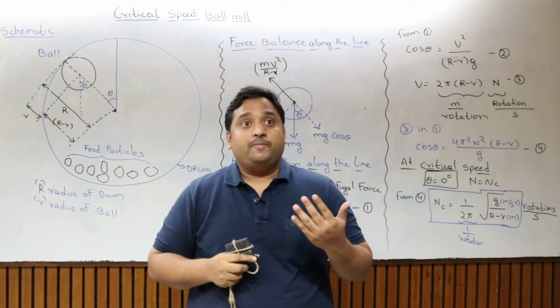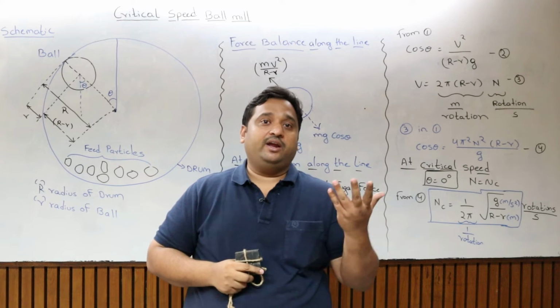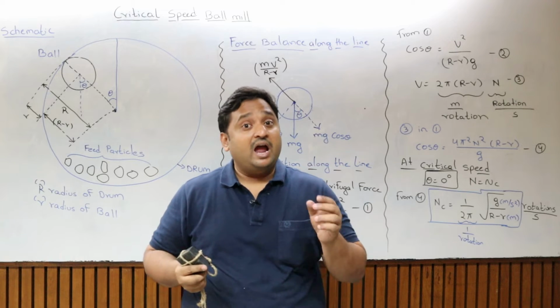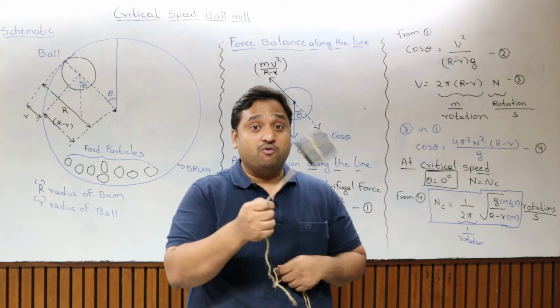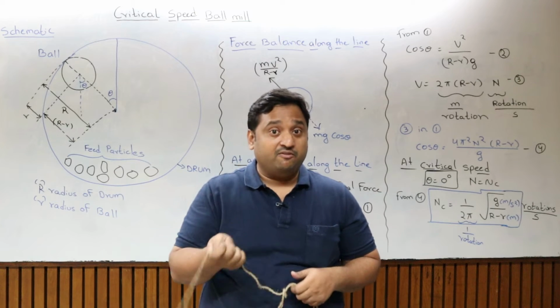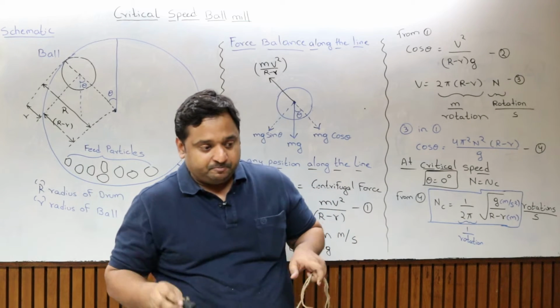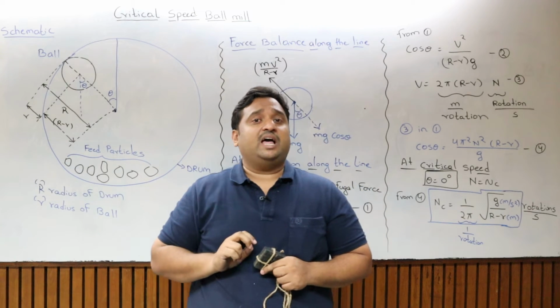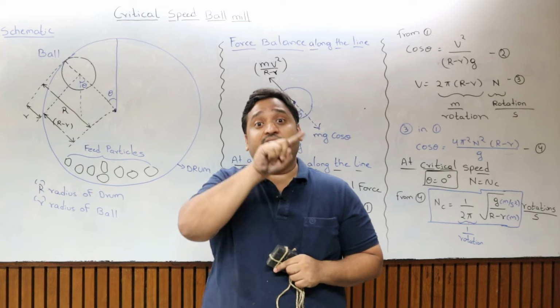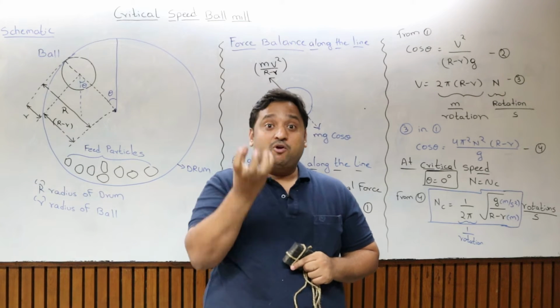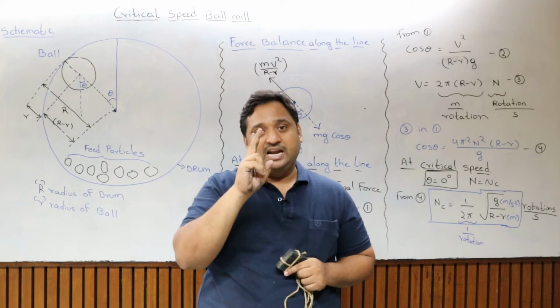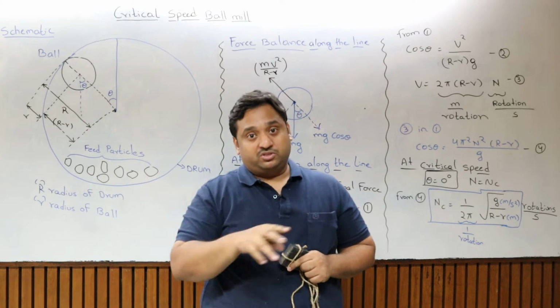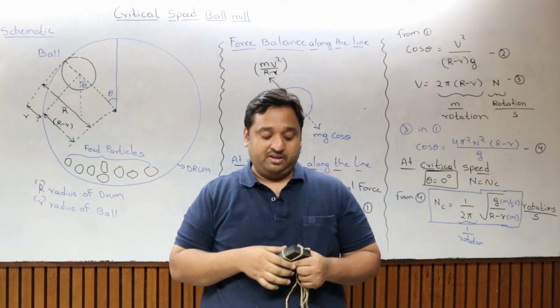And you must be wondering, the particles will be crushed, but what is the speed at which I have to operate it? See, there are two forces that act inside the ball mill. One is because of the weight of the ball, gravity, which acts downwards, and second, the centrifugal force, which acts on the periphery.